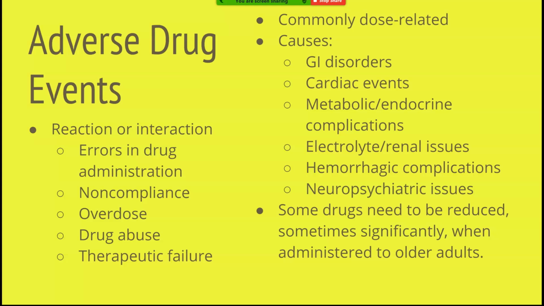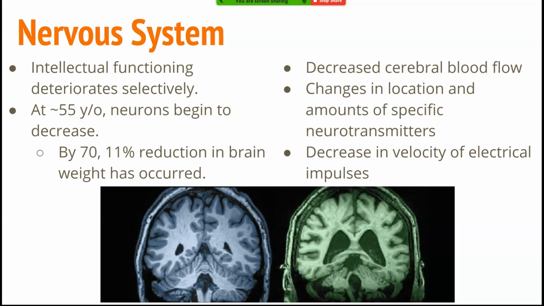GI disorders. GI bleeds are super common in the elderly. Okay, the first GI bleed is usually the worst. Cardiac events, various metabolic and or renal issues and electrolyte issues. All of these things can be caused by medications or be an underlying cause that are now exacerbated by medications. There are a number of medications that you do need to reduce when you're giving them to an older adult. You can find those in your GOPs. Highly recommend you look at those because those pop up pretty frequently.